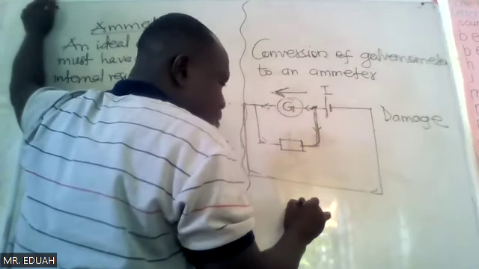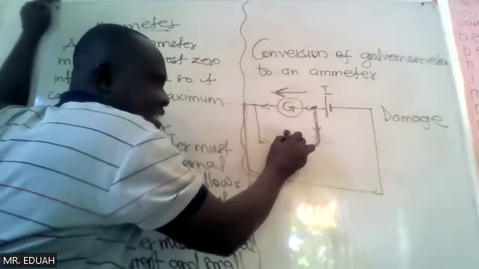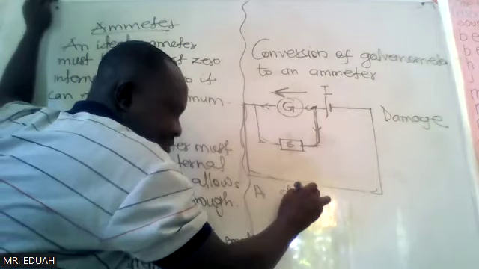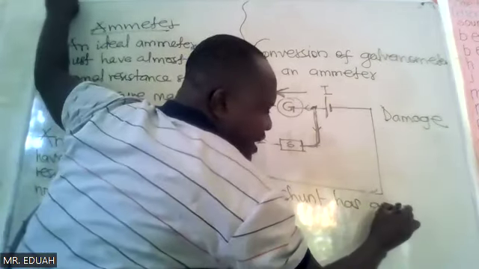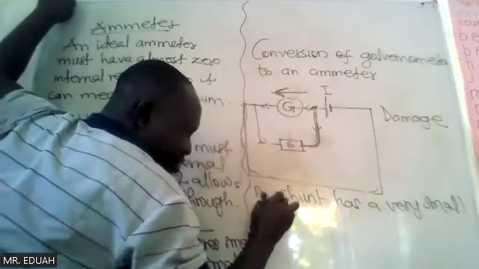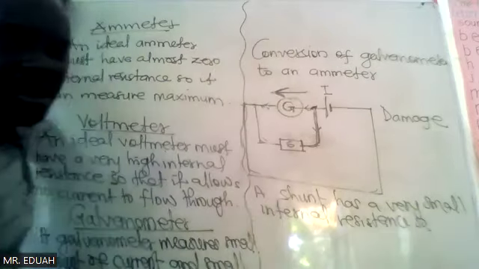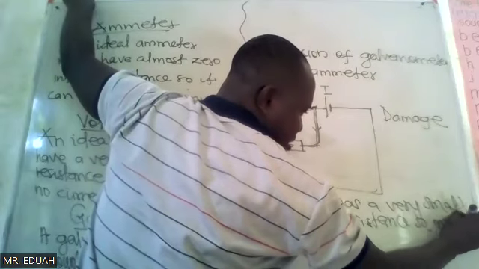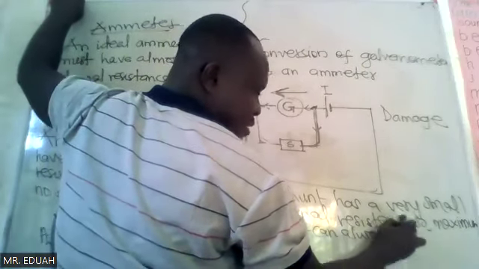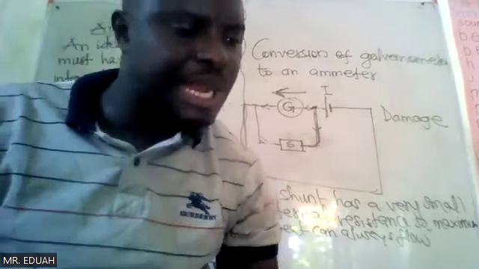So we connect a device with a very small internal resistance. And this device, whose internal resistance is very, very small, is known as a shunt. So we say we connect a shunt, or we shunt the galvanometer. A shunt has a very small internal resistance, so that maximum current can always flow. So we create a path where the resistance is very, very low so that maximum current can always flow.